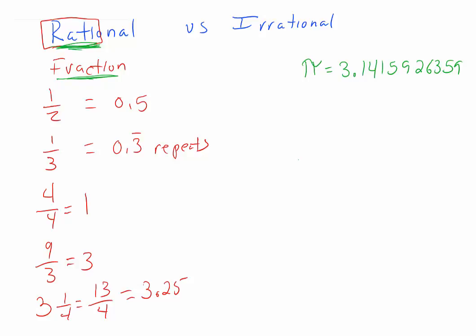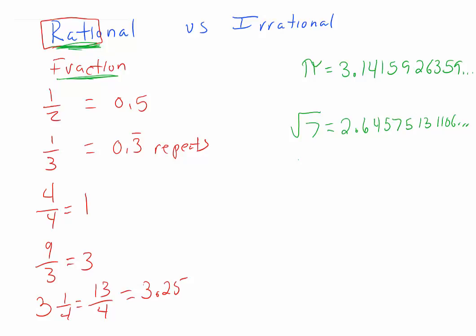An irrational number, on the other hand, is a number whose decimal never ends. It never repeats. Perhaps the most famous irrational number is pi, and we know that pi is a ratio of the diameter of a circle compared to its circumference. And so pi is an irrational number.